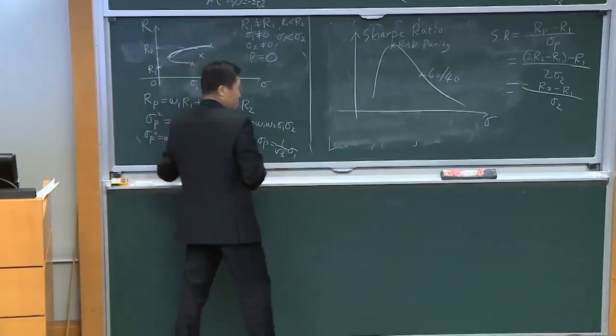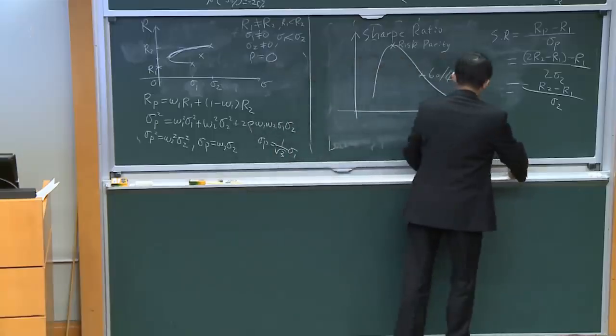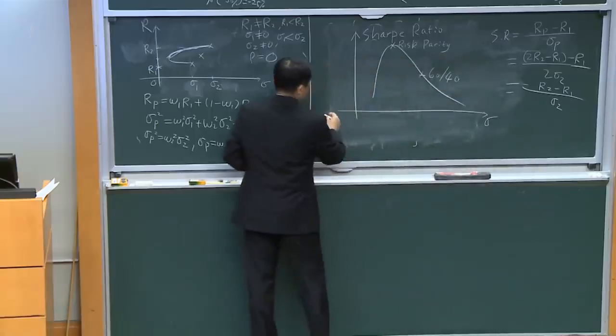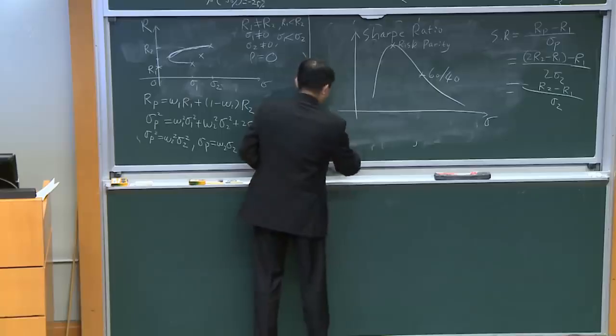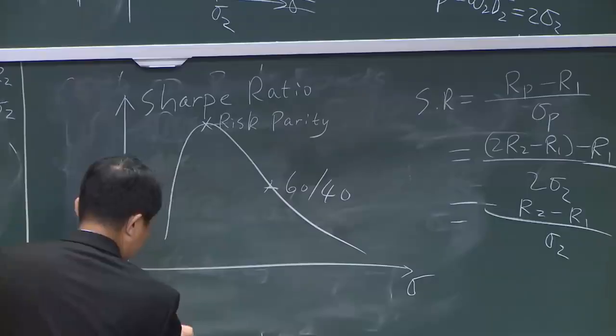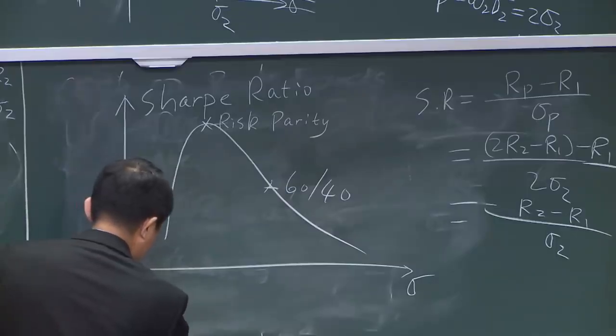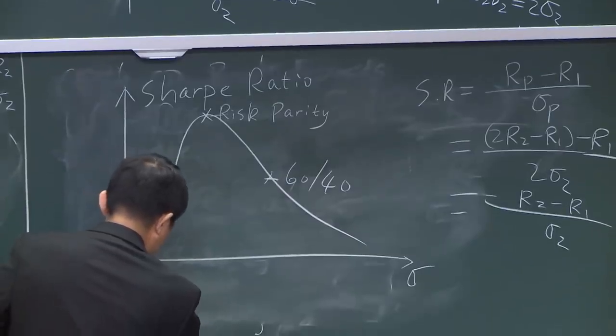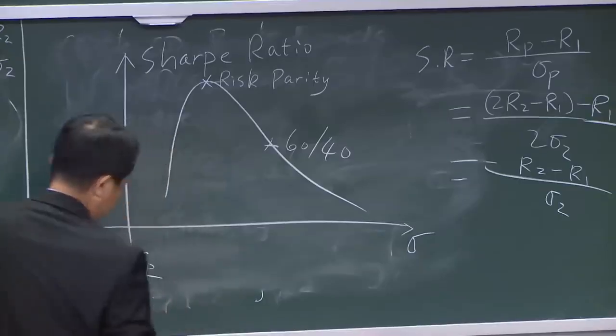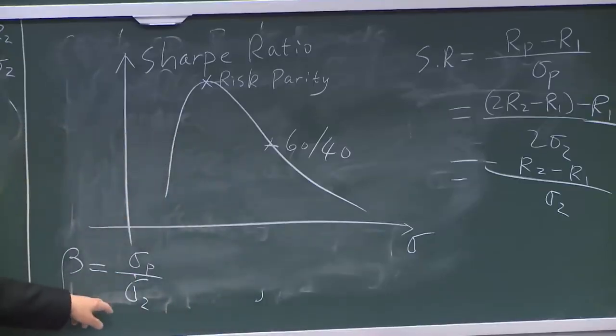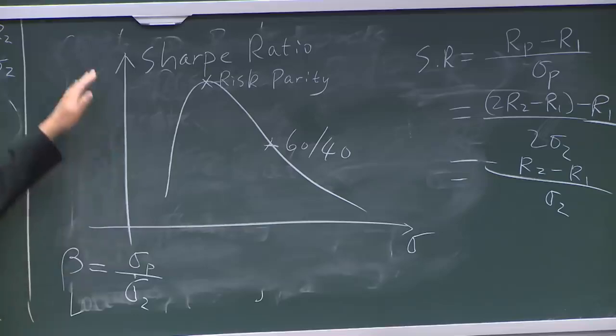So you can derive that. I'm going to tell you the result, but I'm not going to do the math here. So beta equals, in this special case, sigma p over sigma 2. Okay.